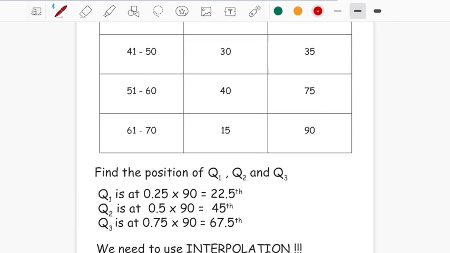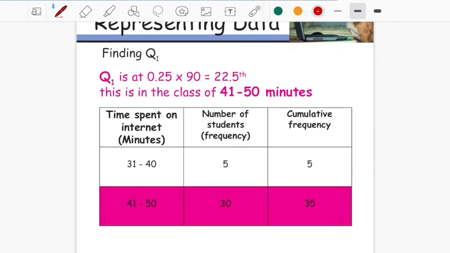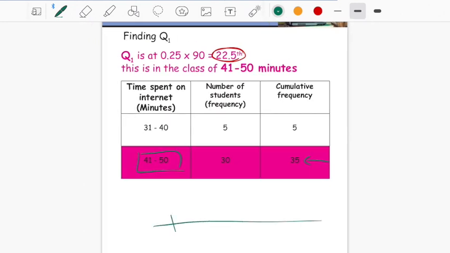This is the method we are going to use. Again, interpolation. Okay, let's start with the first one. So I know that Q1 will be on the 22.5 position, which is in this quadrant, in this class. So again, I'm going to just draw this out, and then I'm going to say this is the 22.5th position.